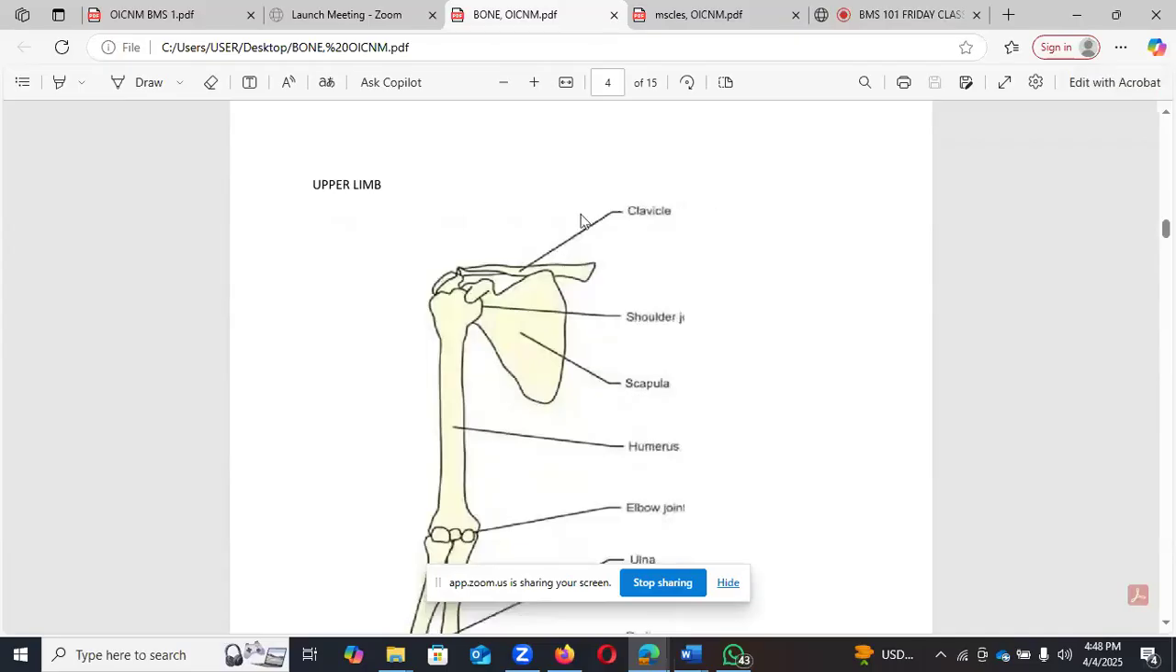Again, I was talking last week about the upper limb, the bones of the upper limb. You have the clavicle at the front, a straight bone. You have the scapula at the back, so you can touch the scapula at the back.